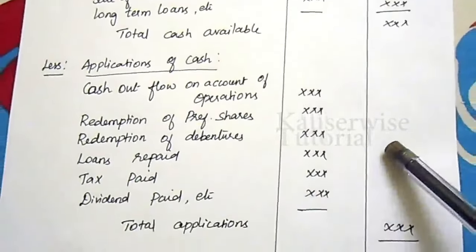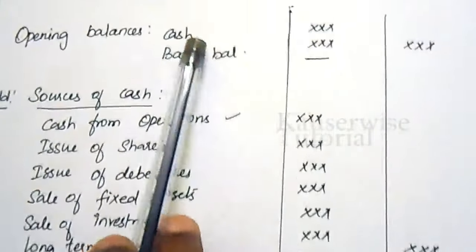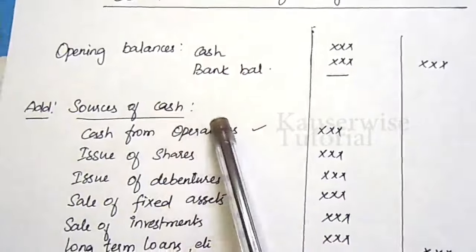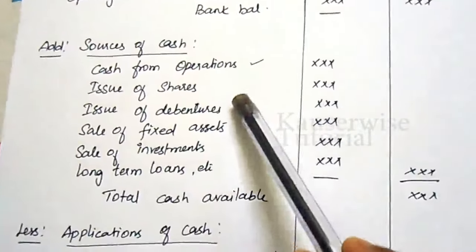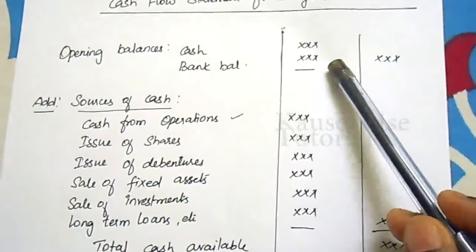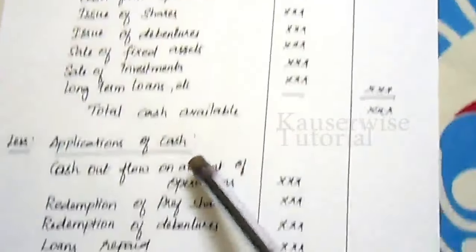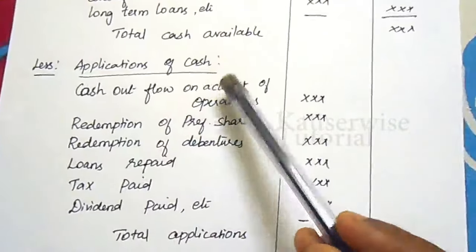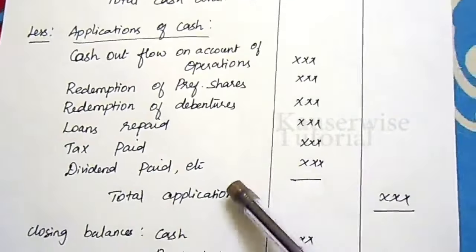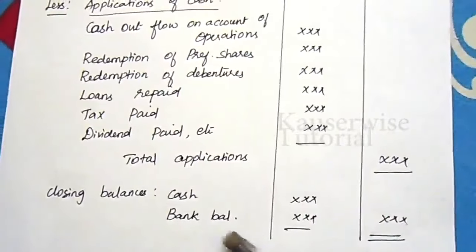Okay, the cash flow statement starts with opening cash balance. That is cash in hand and cash at bank. And you need to add all the sources. That is inflow of cash. So these are the different forms of inflow of cash. That is receipt of cash. So these things will be added along with the opening cash balance, and you need to subtract outflow of cash, that is application of cash. So these are the different uses of fund or uses of cash, and finally you will be getting closing cash balance and closing bank balance.